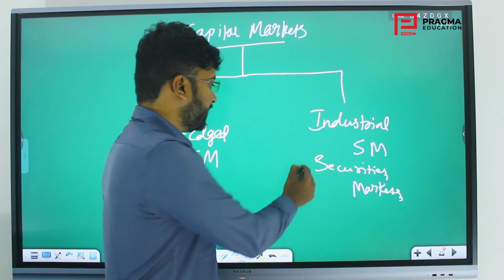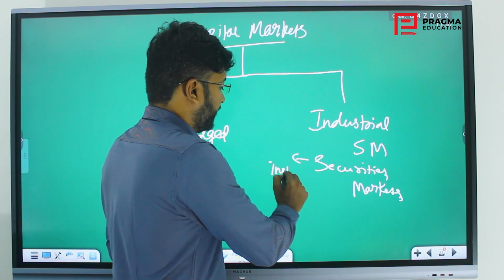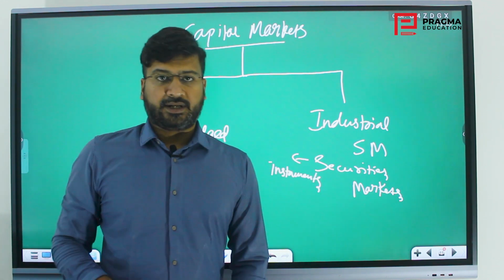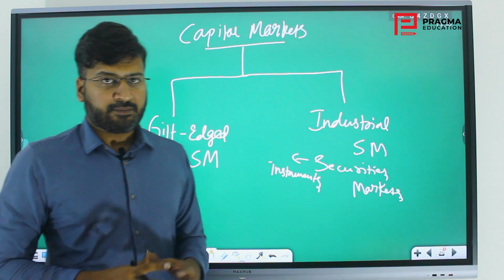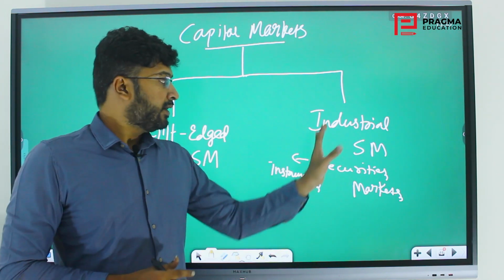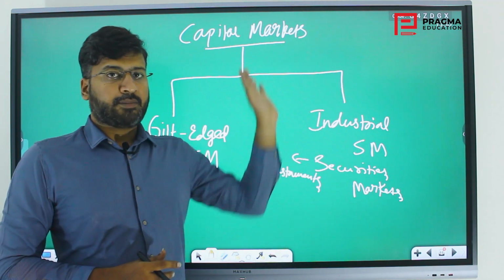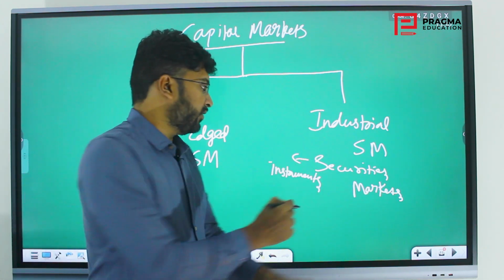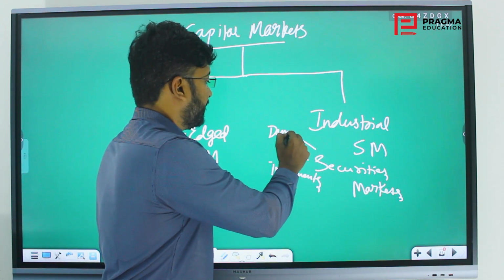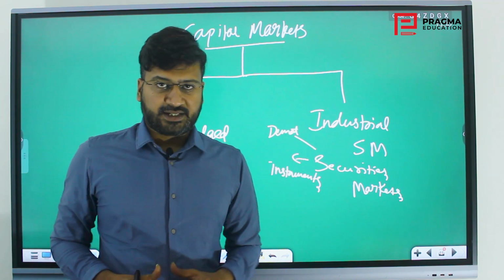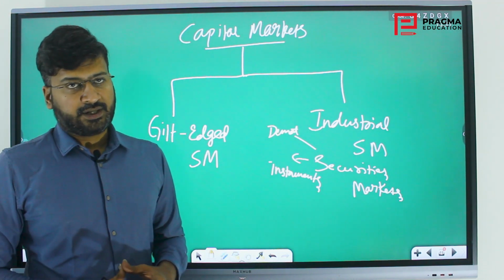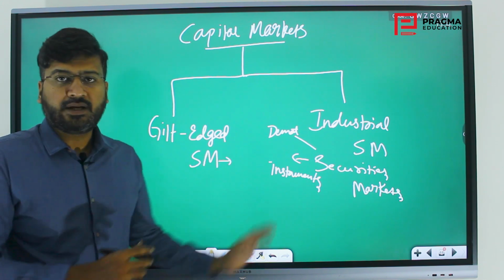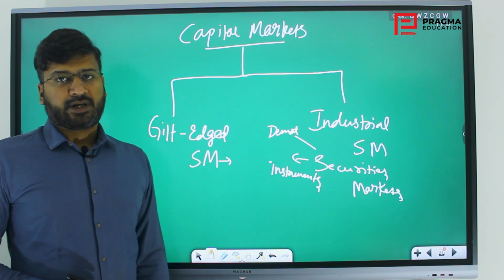So what are securities? These are the instruments in the capital markets. As we have seen in the money market, there are various instruments. The instruments in the capital markets are in the form of securities. That is what I told, that is dematerialized. They are in the form of assets, not liquid cash. The two types in the capital markets are gilt-edged securities markets and industrial securities markets.